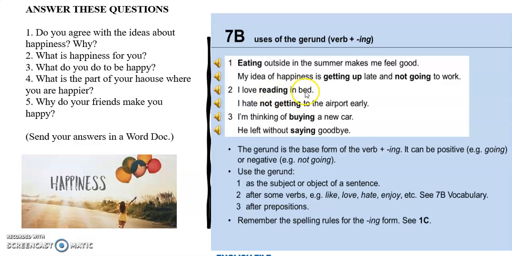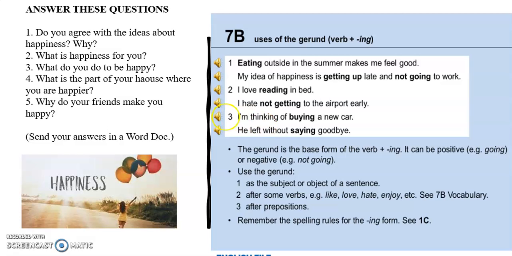Let's see number 2. I love reading in bed. If you translate this into Spanish, you don't say yo amo leyendo en la cama. No. You say me encanta leer. The action of leer, the action of read. Reading is the action. So I love reading in bed. The same happened, for example, with number 3. I'm thinking of buying a new car. The action to go and buy a car is buying.